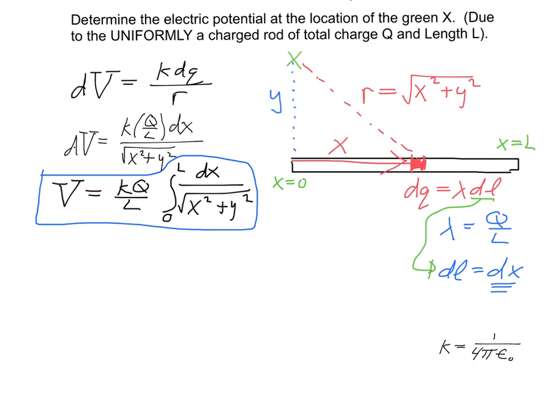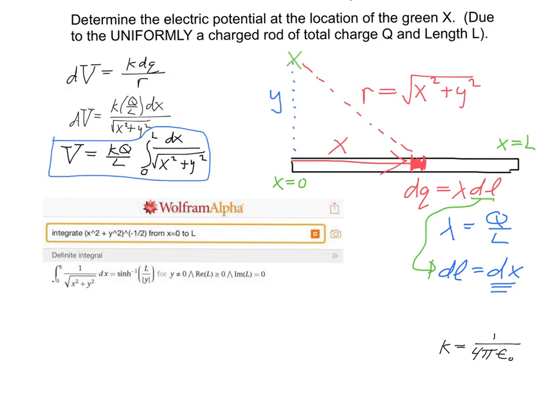I'm going to take the short way. I'm going to just use Wolfram Alpha. So here's how you put it into Wolfram Alpha. Here's what it gives me. And so, since we have the result for this integral, we can plug that in here and we can get our solution.